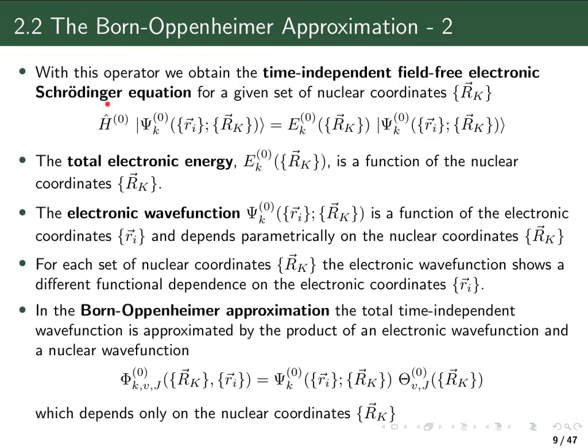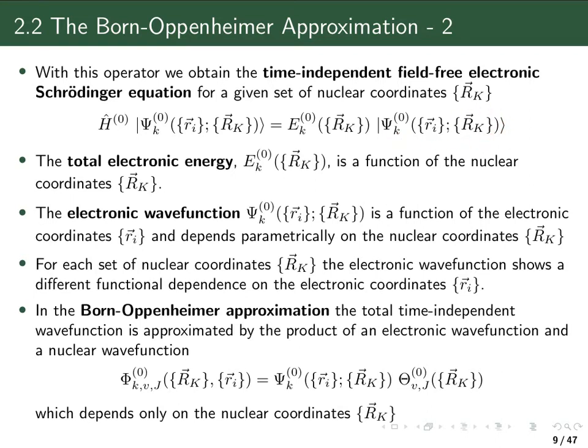Now, since this Hamiltonian is for one particular set of nuclear coordinates, meaning for one geometry of a molecule with particular bond lengths and bond angles, then of course the energy is going to depend on these positions, and also the wave function changes when we change the nuclear coordinates.